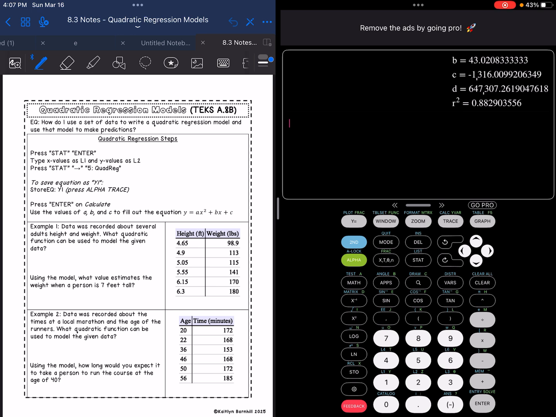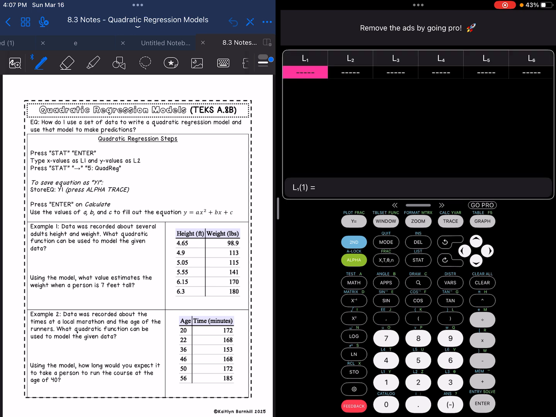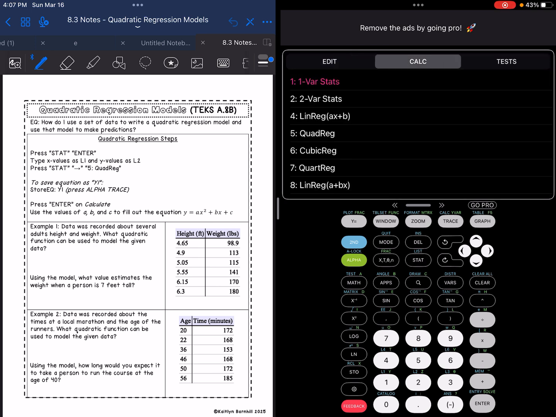You don't have to go through a lot of work by hand. And so we've done regressions before with linear functions, and it's pretty much the same steps. We're just going to choose a different option this time. Before, when we went to stat, we typed in our numbers for L1, L2, and then we went back to stat, and then went to the right. And with linear regressions, we chose number 4, linreg. With quadratic regressions, we're going to choose number 5, quadreg. And that's going to put it in the form of a quadratic equation.